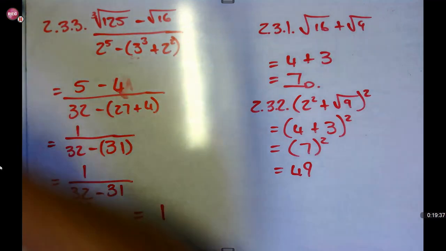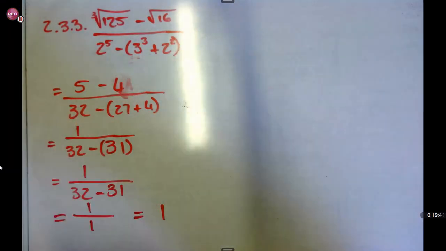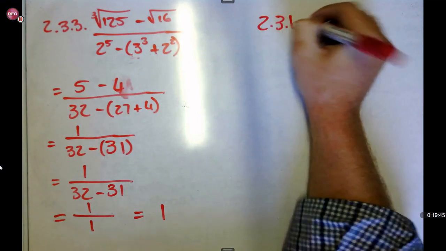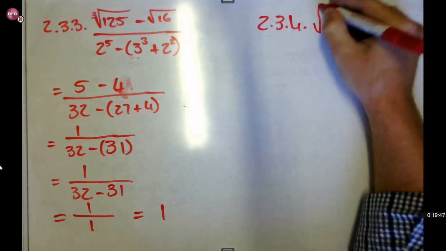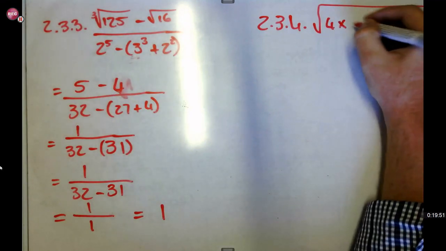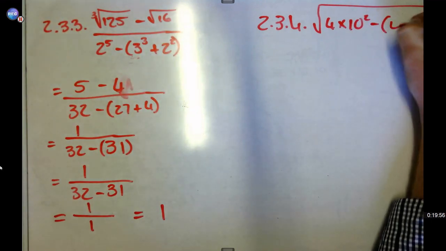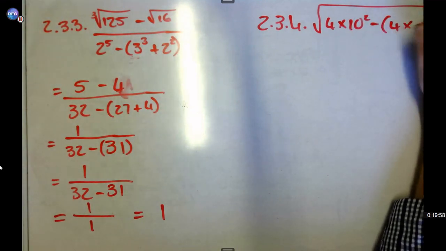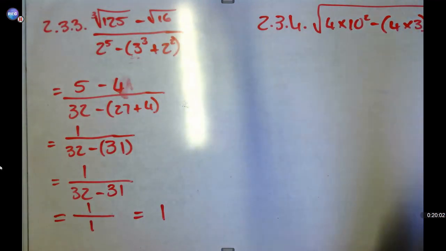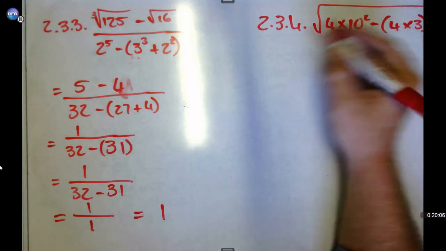Okay, let's jump into the next question. So our next question is 2.3.4. And that will look as follows. We've got 4 times 10 squared minus, open bracket, 4 times 3 squared on the outside. So, brackets first, then we solve the rest. Remember to solve the exponent as well.